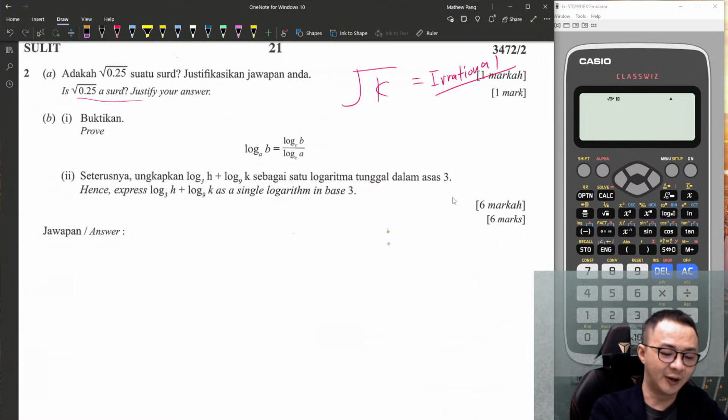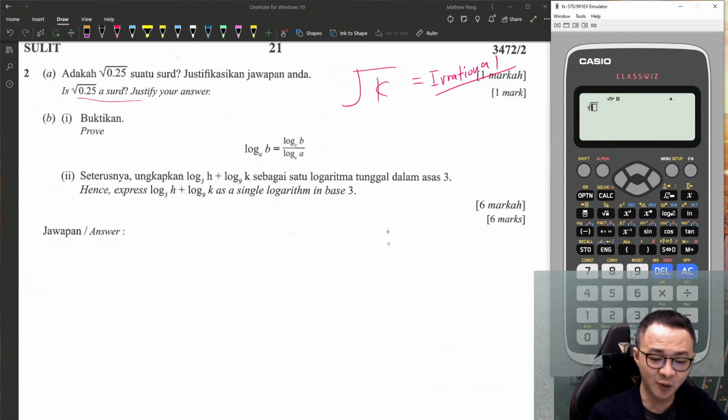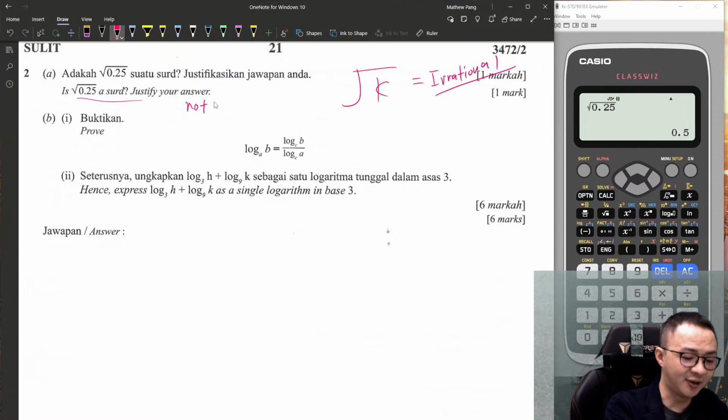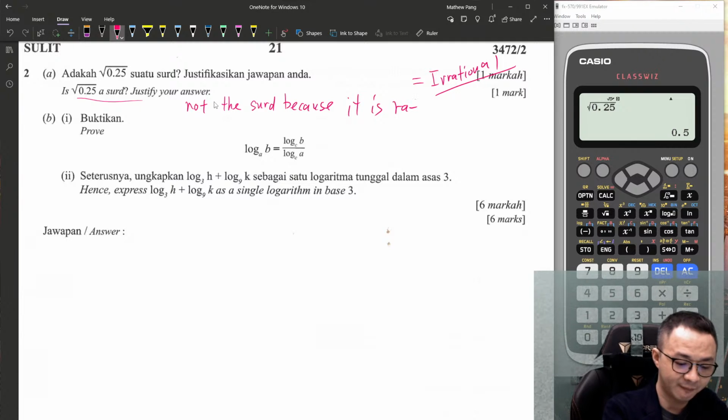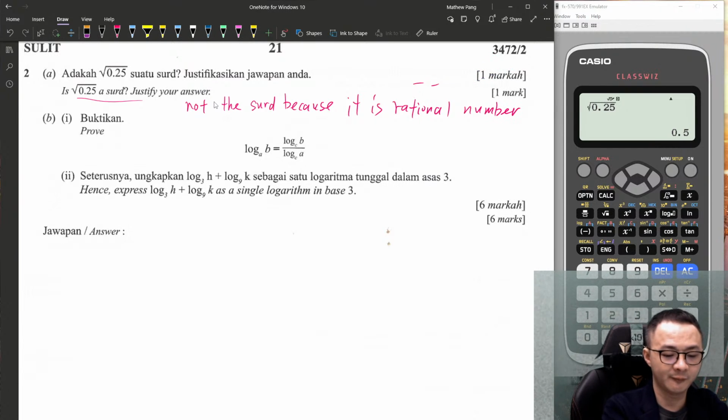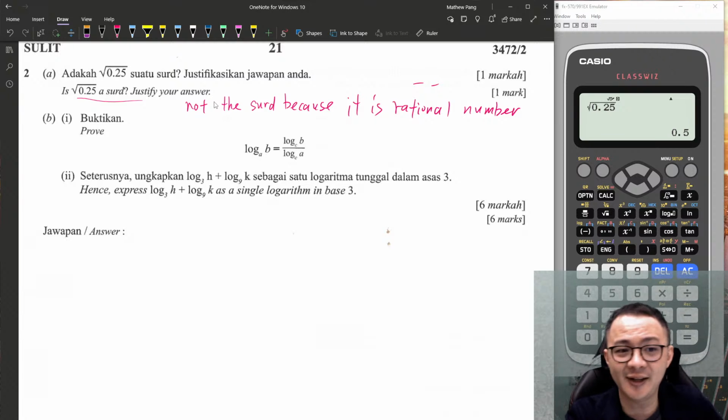Okay, so in this case, if I do square root 0.25, you can see it doesn't give an infinite decimal. So therefore, this one is not a surd, because it is a rational number. Because 0.5 is a rational number. Okay, get it?